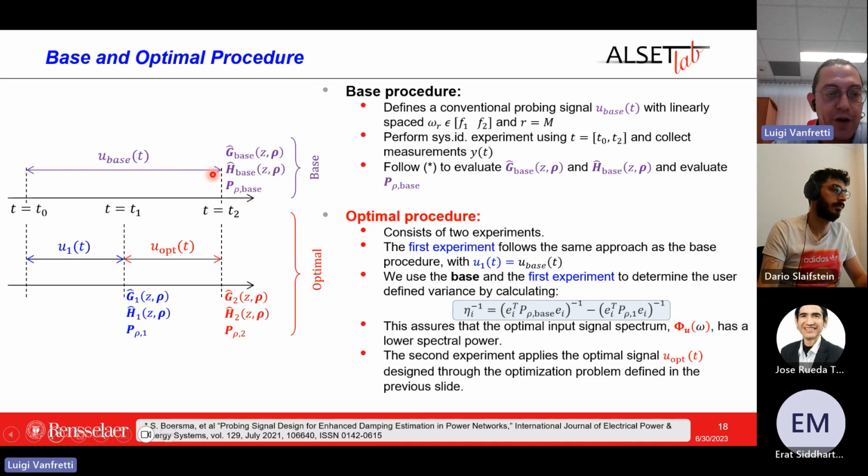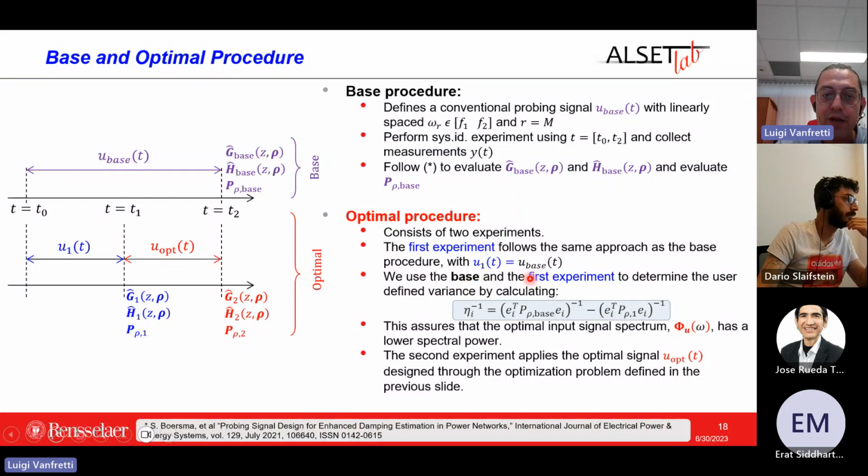So that's the first experiment. And then we're going to do the optimal procedure. In the optimal procedure, we have two steps. We have the injection of U1, and based on the injection of U1, we inject the optimal signal. So the first experiment is basically just injecting a multisine again. And the second part of the experiment is to inject the optimal U.